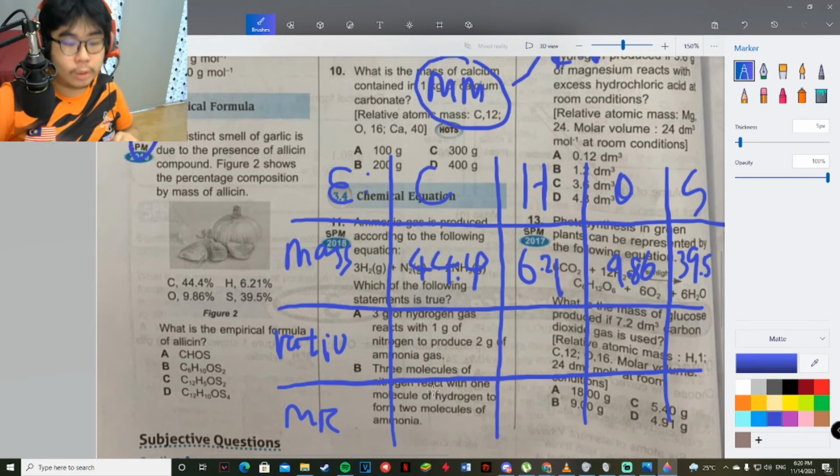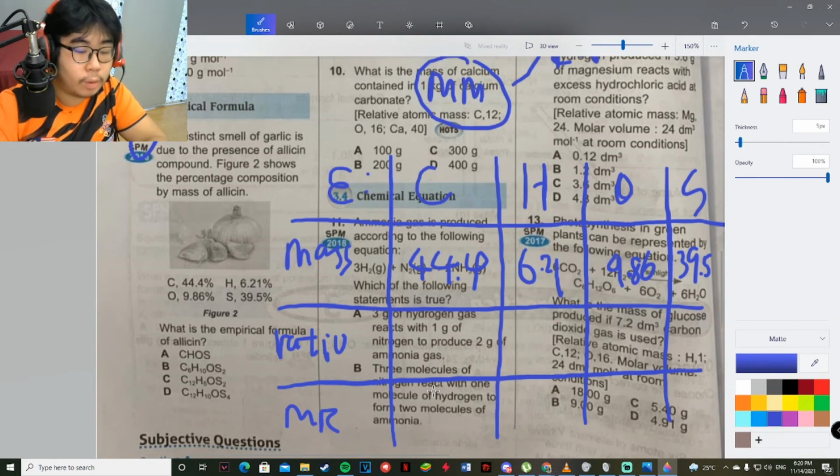Carbon, we know, is divided by 12. So 44.4 divided by 12, you're supposed to get 3.7. Then hydrogen is 1, so it's 6.21. Oxygen is 9.86 divided by 16, you're supposed to get 0.616. Then 39.5 divided by 32 is 1.23.